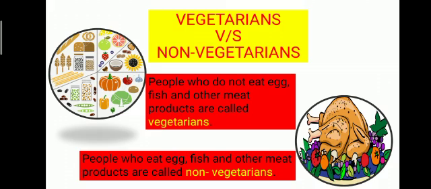On the other hand, people who eat egg, fish and other meat products are called non-vegetarians. So, non-vegetarians eat meat products along with cereal, pulses and vegetables. So, this is the major difference between these two.